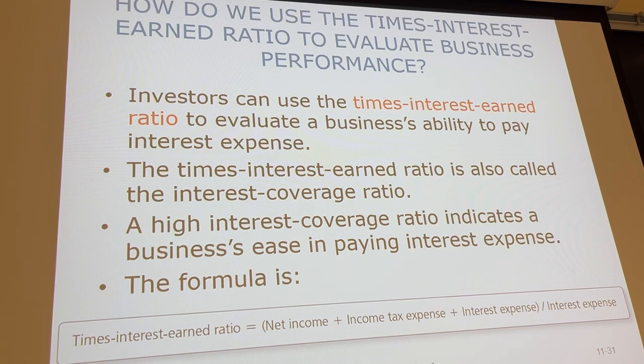And the formula for it, in the numerator, you take net income plus income tax expense, plus interest expense, and then the denominator is just interest expense. And the basic idea here is you're looking at about how many times the cash flow does the company have compared to the actual amount that they would need to have to pay all of their interest expense.